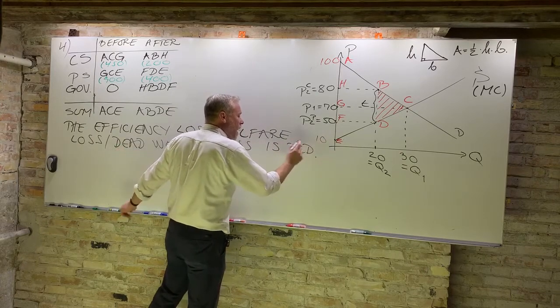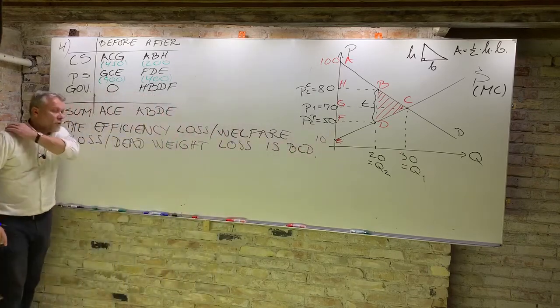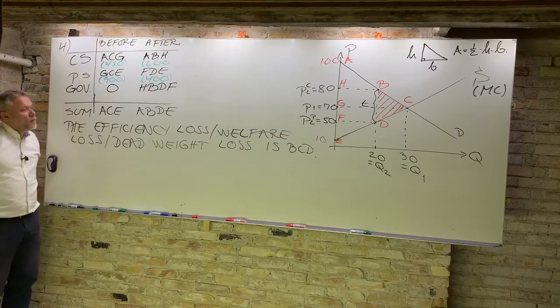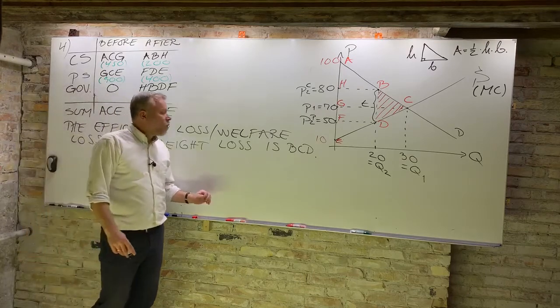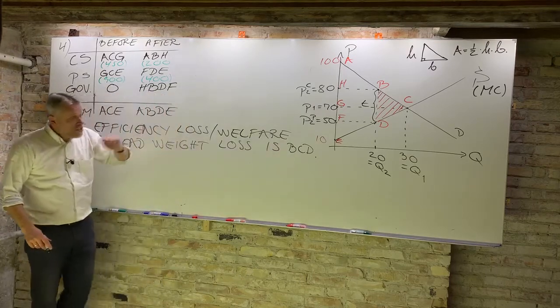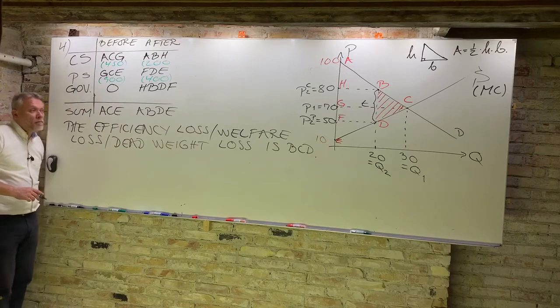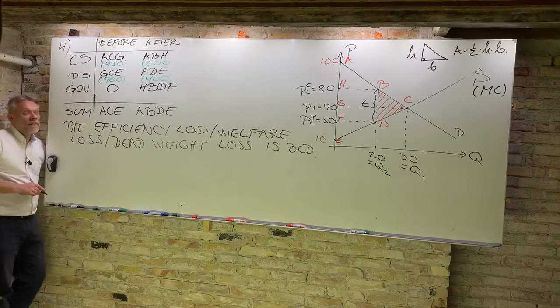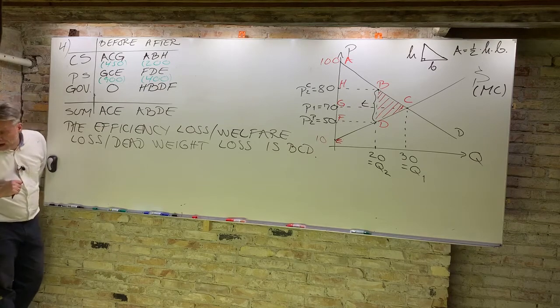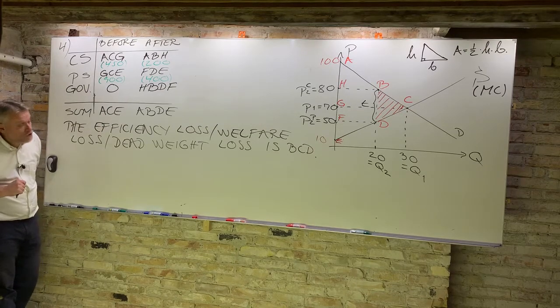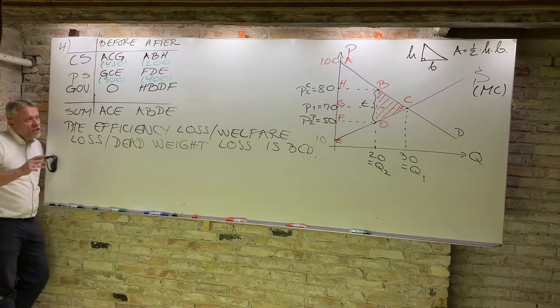There is no point in bragging, but you need to know all the terms because I can't foresee which one they choose in a particular problem. But the important thing is that the efficiency loss, the welfare loss, the deadweight loss, whatever you call it, corresponds in the sketch to the area BCD, which we have been asked to sketch. Please note we haven't been asked to calculate it.